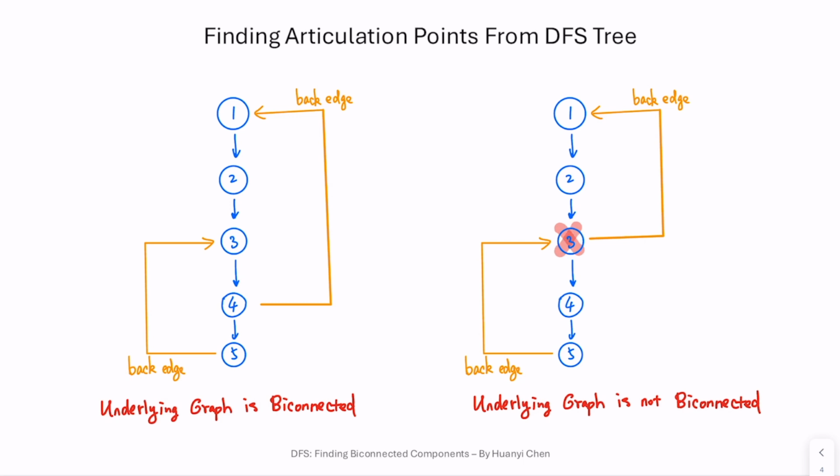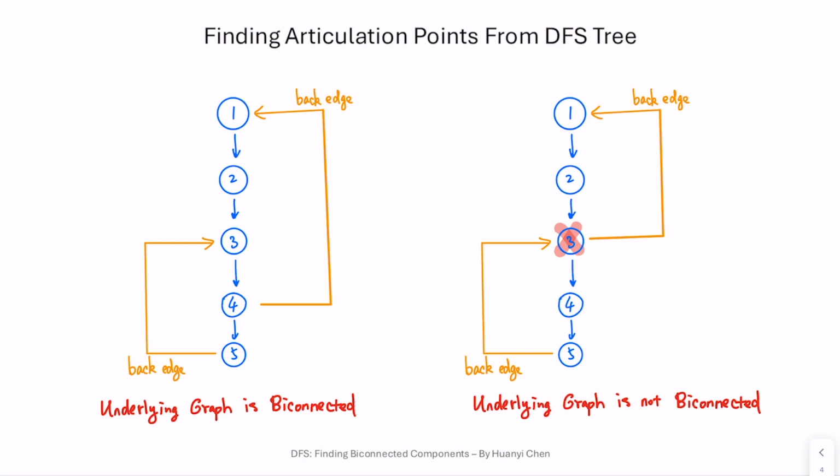For both DFS trees, we will say the nodes are discovered in the order from node 1 to node 5, where node 1 is the earliest node that is discovered, node 5 is the latest node that is discovered. The key to find articulation points automatically is to check whether a node that is discovered later than current node can reach to a node that is discovered earlier than the current node.